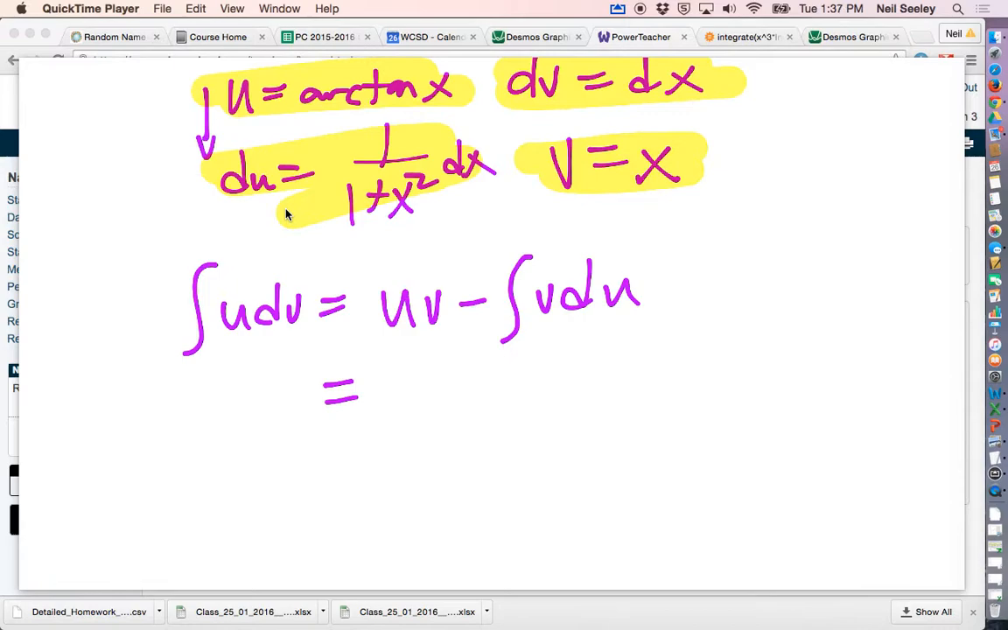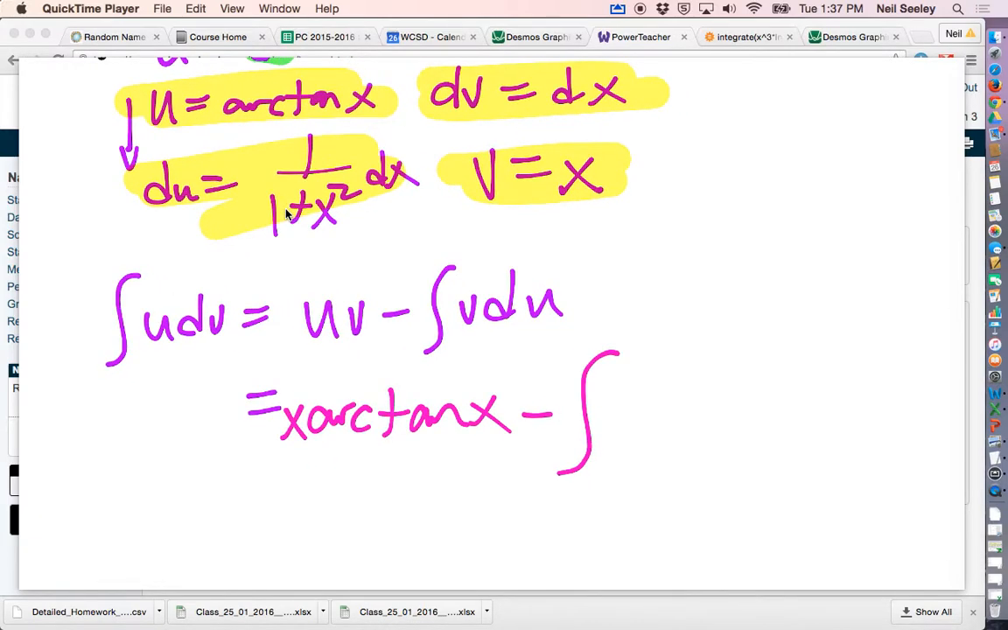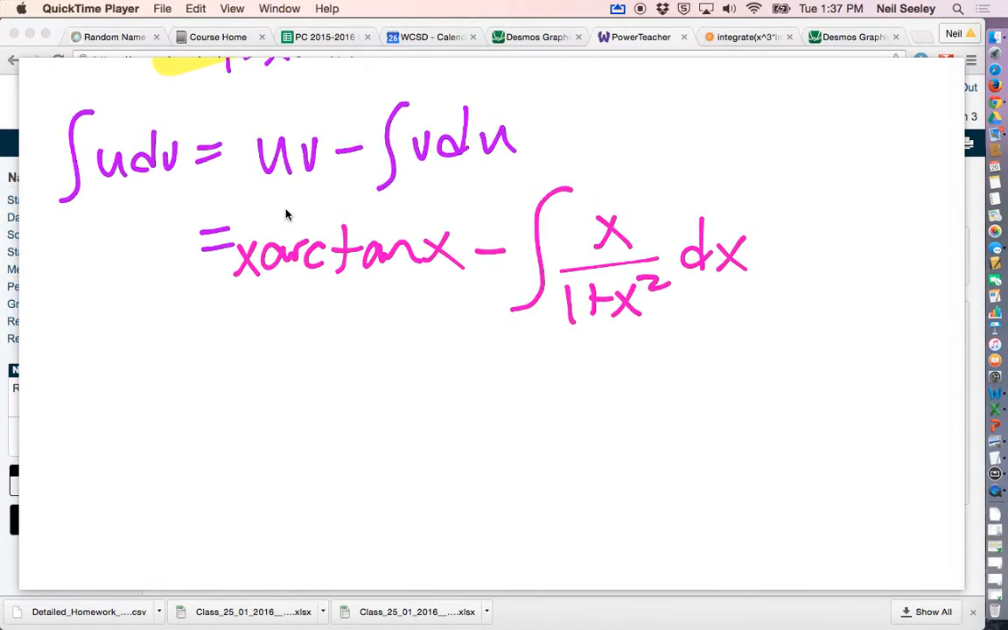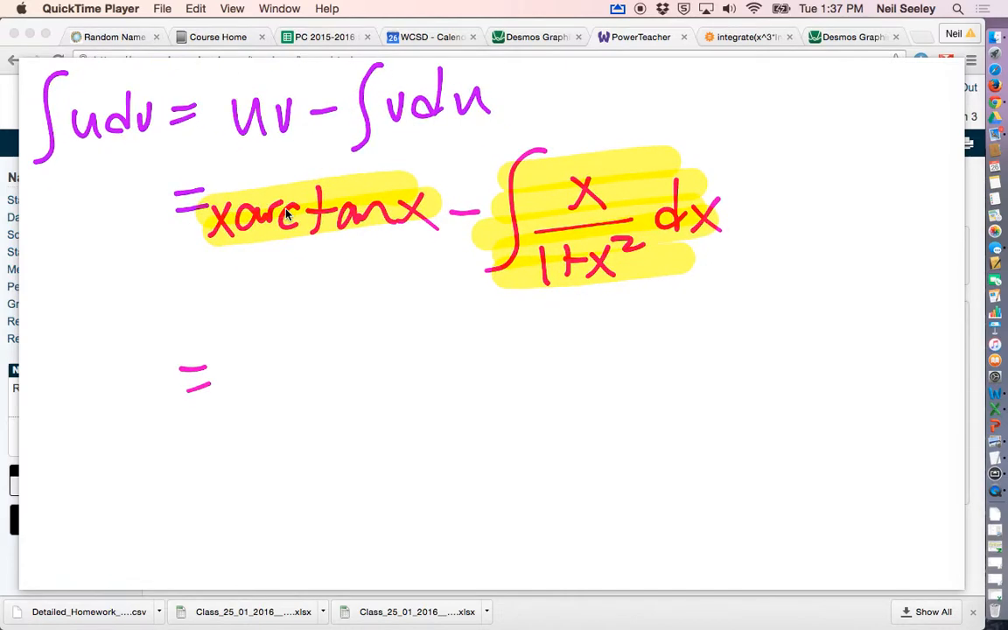Okay, we'll keep going. uv, which would be x arctangent of x. Are you okay with that? u dot v. And minus the integral of v du, which would be the integral of x times 1 over 1 plus x squared. So I'm just going to put them together to see what we get. Part of it's done. Anything that's out of an integral is done. What we look at now is, can I integrate what's left? And that is doable. That's where all that u substitution practice you all got into comes in handy.